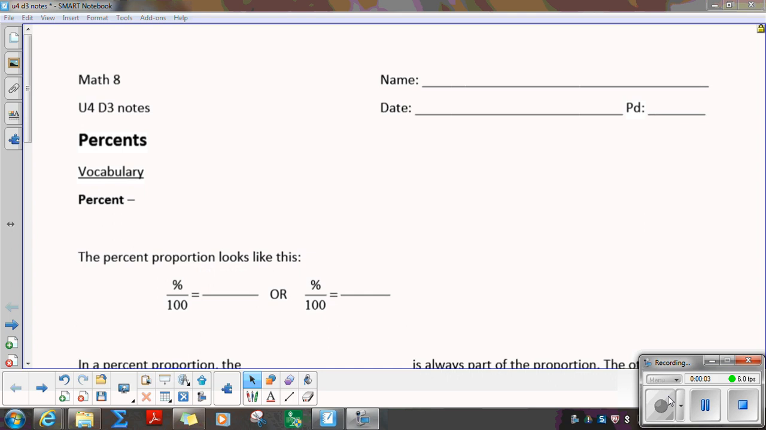Hi everybody, welcome back. We are going to do day 3 of Unit 4, ratios, percents, and proportions. So today, we're actually going to do percents, okay? Again, this may have been something you covered before break. That's okay. We're going to go over it again.